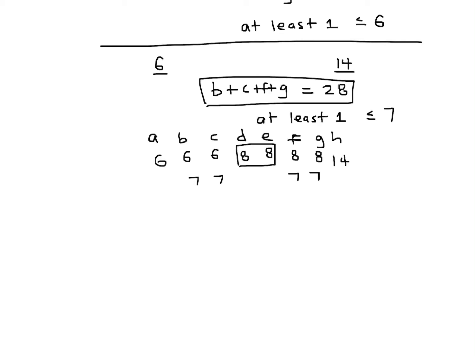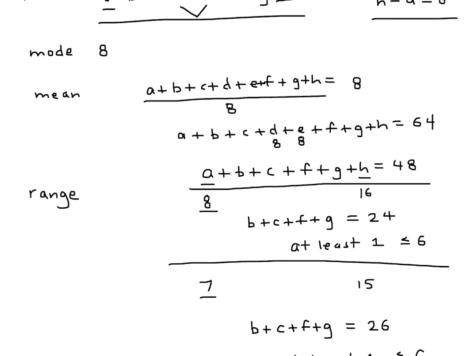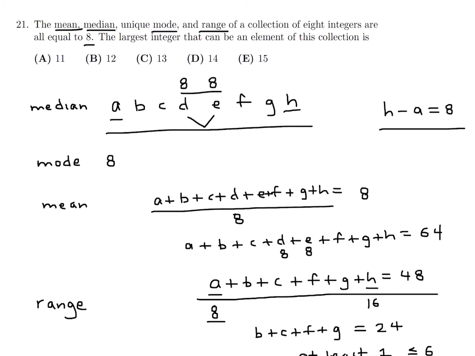So the only way to make all the conditions work is with 6, 6, 6, 8, 8, 8, 14. And the largest, therefore, is 14. And that's what they wanted you to figure out, which is choice D.